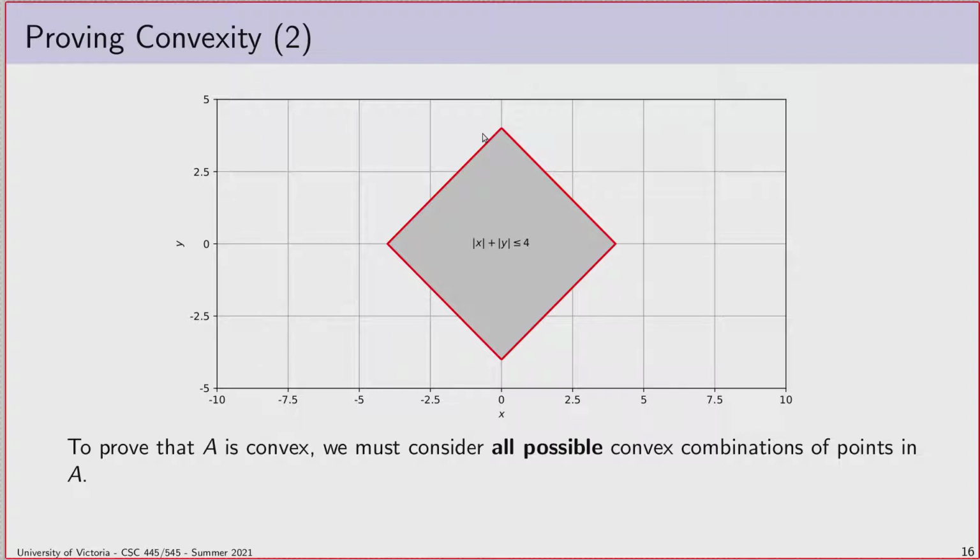If I want to prove that A is convex, I have to prove that for every possible choice of the points A and B, the entire line segment lies inside the set. Or you could also phrase it as, for every choice of A and B and every possible lambda, the convex combination with those 3 parameters lies inside the set. I have to consider all possible ones. It's not sufficient for me to draw a line and say this line lies inside the set and therefore we're done. So how do I do that?